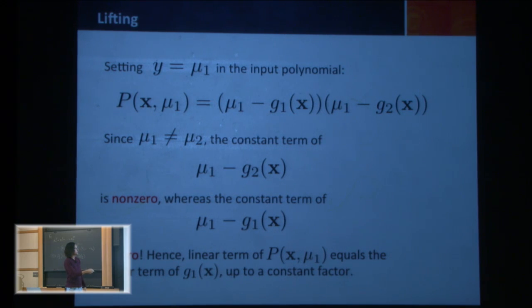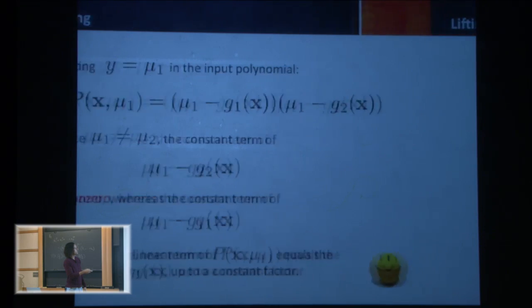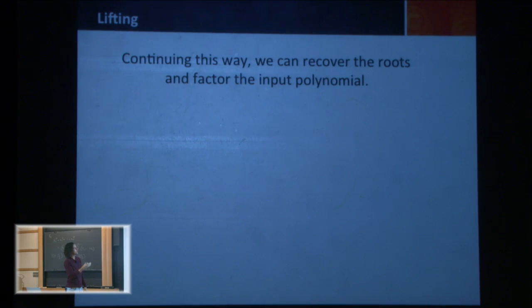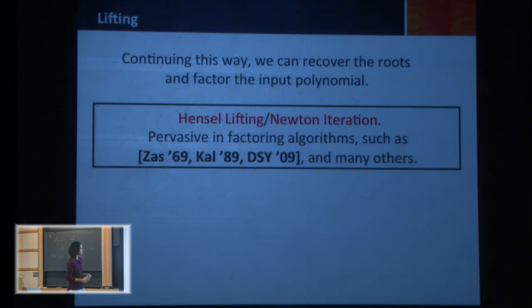So if we proceed in this way, then we can recover the roots and factor the input polynomial, right? We're going to build it one term at a time. And that's what Dvir, Shpilka, and Yehudayoff did. They showed that you can actually compress the circuit because you have bounded individual degrees. This technique is called Hensel lifting or Newton iteration, and is pervasive in all the factoring algorithms, such as Zassenhaus, Kaltofen, and Dvir-Shpilka-Yehudayoff, and many other ones that came after Zassenhaus.